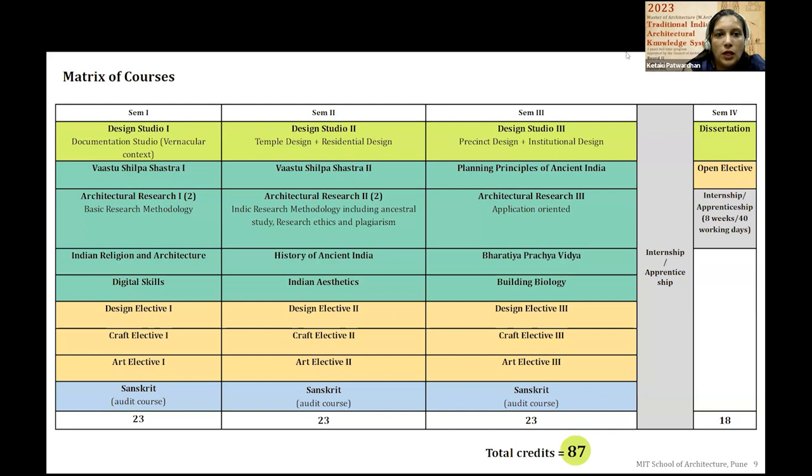Semester 1, 2, and 3 have design studio, which progresses with complexity and the challenges become more, and eventually it gets culminated into a dissertation project, which is an individual project. We have Vastu Shilpa Shastra spread over 2 semesters, the first and second, and Planning Principles of India takes its place in the third semester. Then we have research, so we are creating a research environment over here, and that is why we are thrusting a lot upon research as much as we are taking care of the practice. So research is there in semester 1, 2, and 3.